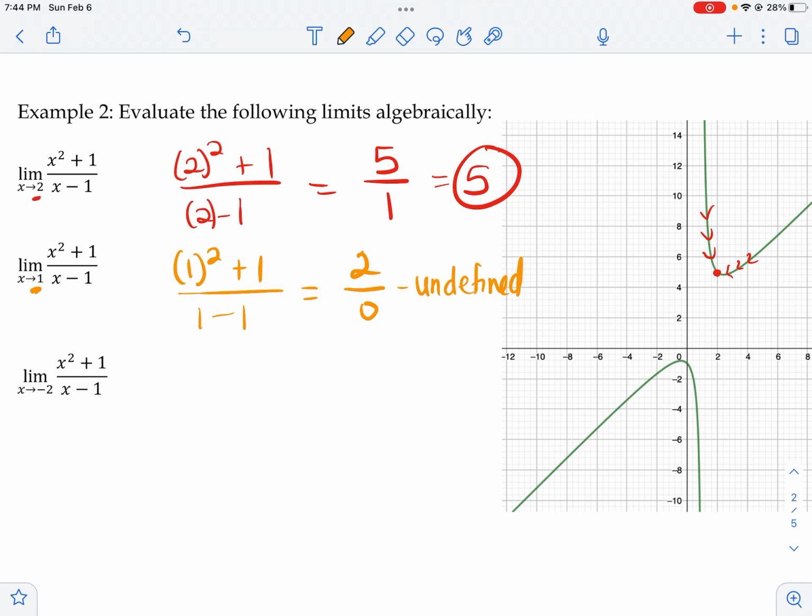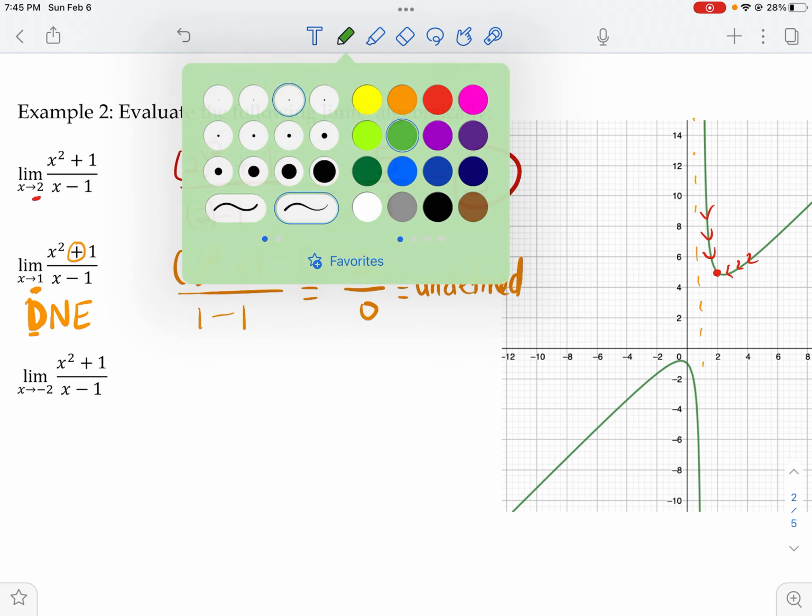So you're going to look to see, can we manipulate this? The top here is a plus, not a minus, so it's not a difference of two perfect squares. So we cannot factor it, and therefore we cannot manipulate it. So this function does not exist. D-N-E, does not exist. If you look at the graph, when x is 1, there is an asymptote there. But again, you could see that algebraically. You wouldn't have to see it graphically.